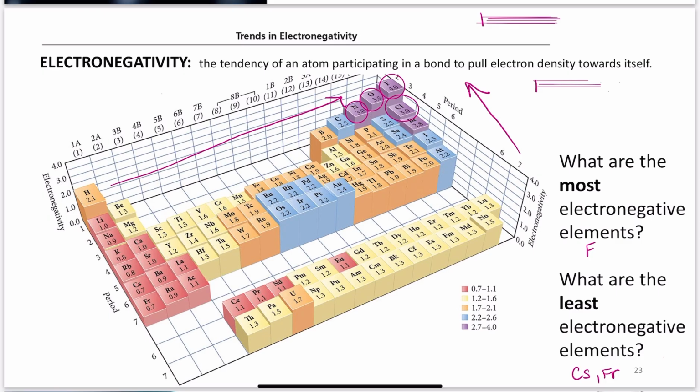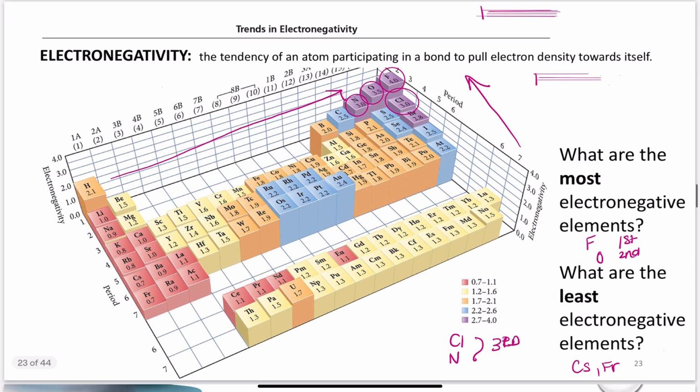But fluorine is first, oxygen is second, and chlorine and nitrogen are tied for third place. After that, you can follow the trends, but you do have to know those species compared to the rest of the species on the table. You have to know fluorine is number one, oxygen is number two, and chlorine and nitrogen are tied for third.